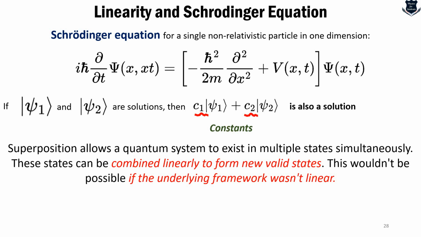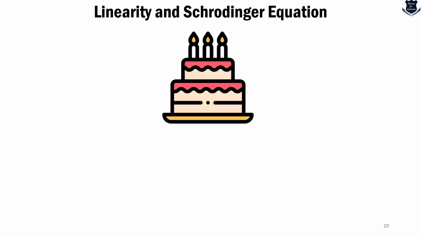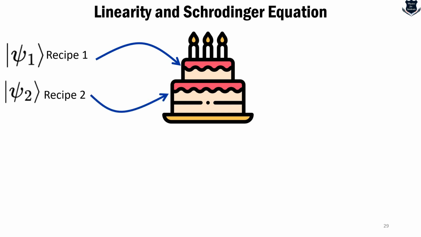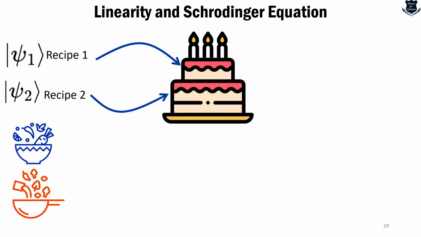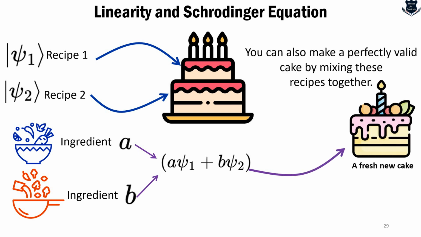Let me give you a very rudimentary, layman's analogy. Suppose you are preparing your birthday cake and you have a recipe which is psi 1 and a recipe which is psi 2, and both of them make a wonderful cake. Now you want to add some ingredients, like some carrot or capsicum, and some chocolate and cheese, and you call these ingredient A and ingredient B. These two ingredients can be combined into a single equation which can also form a fresh new cake. So you can make a perfectly valid cake by mixing these two recipes together.